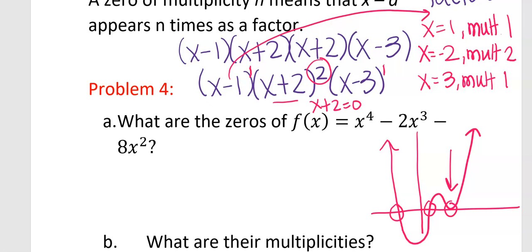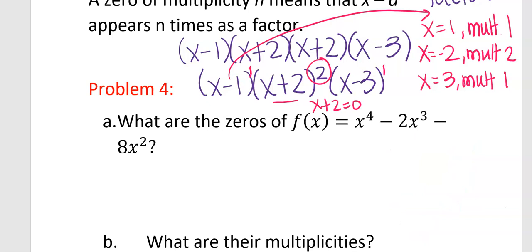We're only doing parts of it today. So the multiplicity tells you, does it go through the point or does it touch the point? That's what we're going to do tomorrow. Okay, so you don't have to know any graphing today. I was just kind of showing you what we were going to do tomorrow.